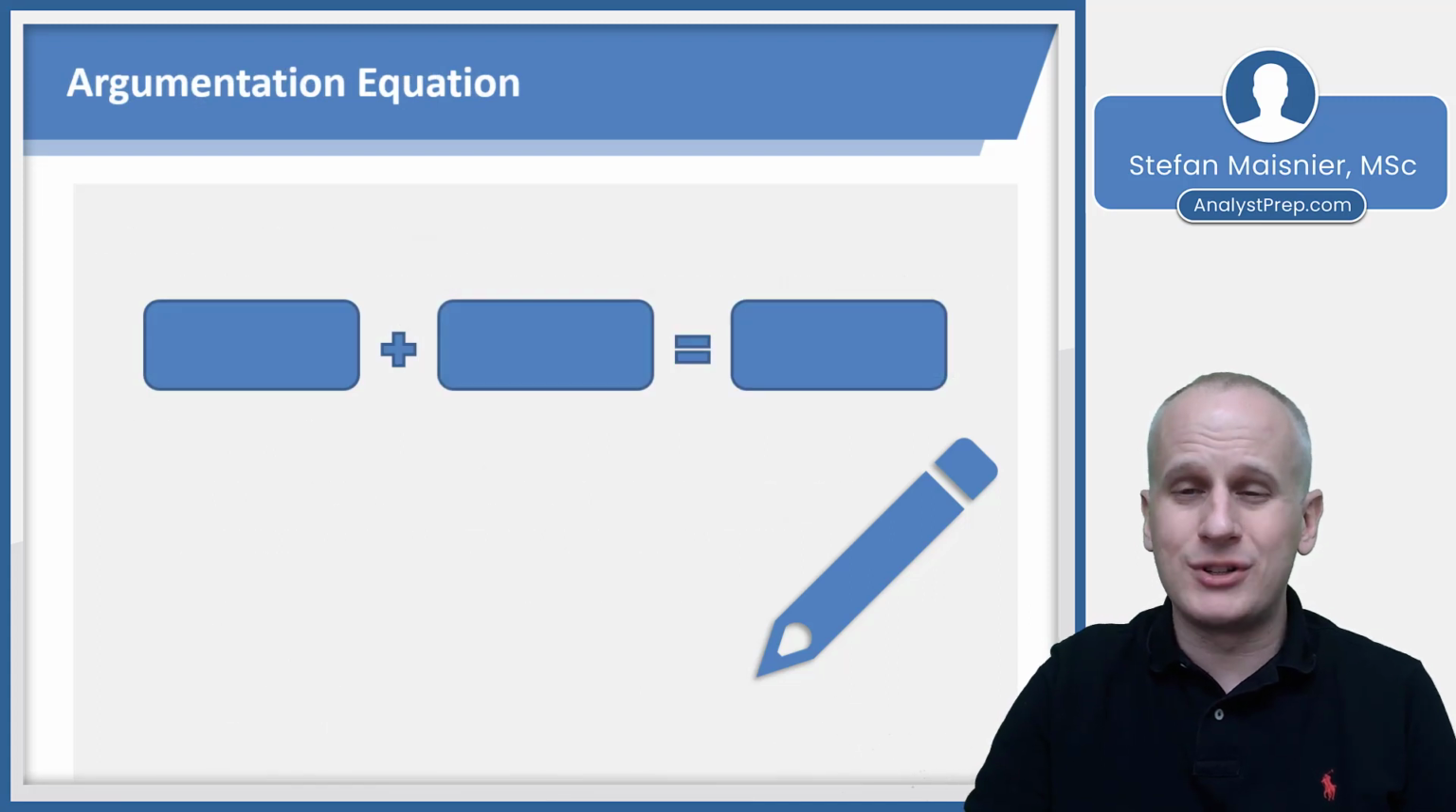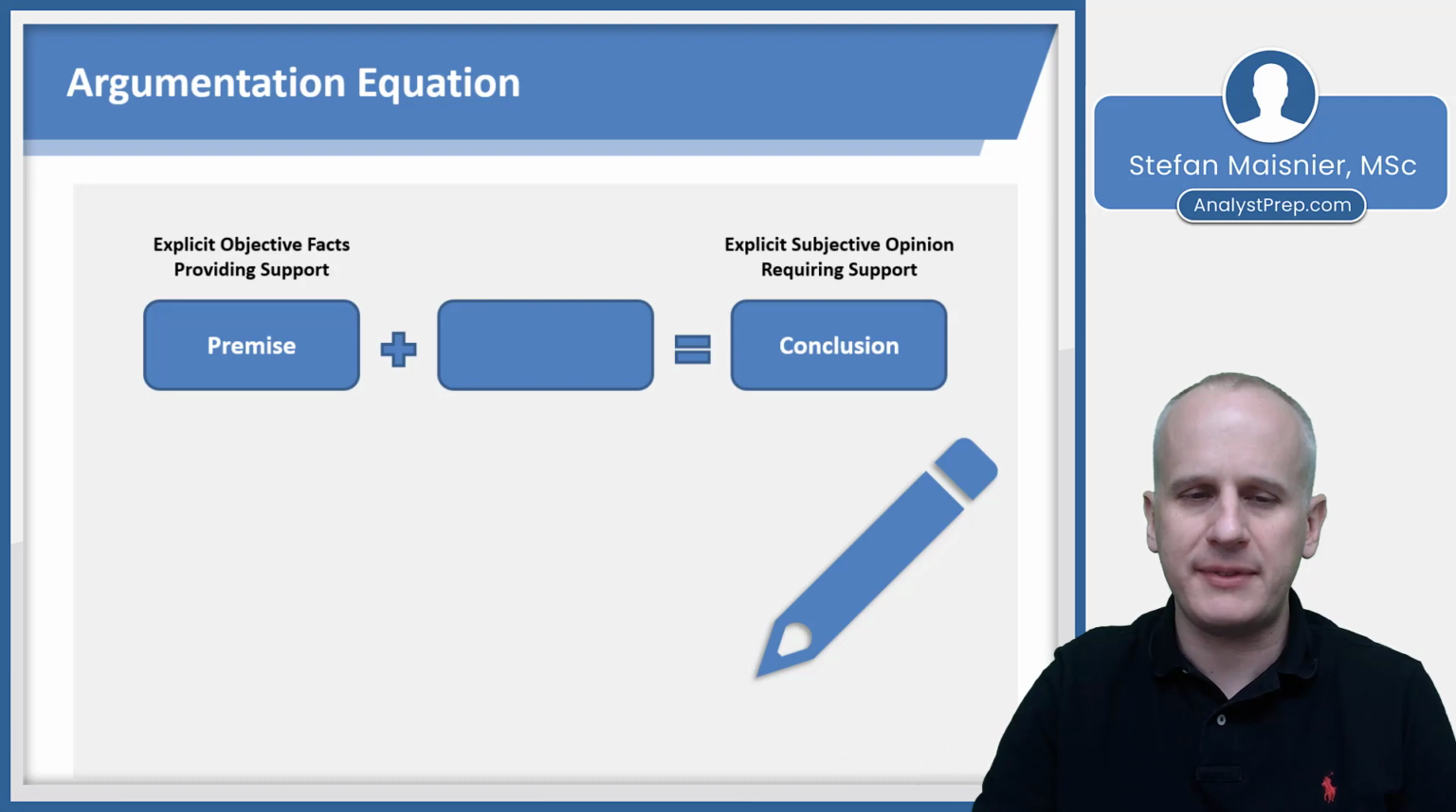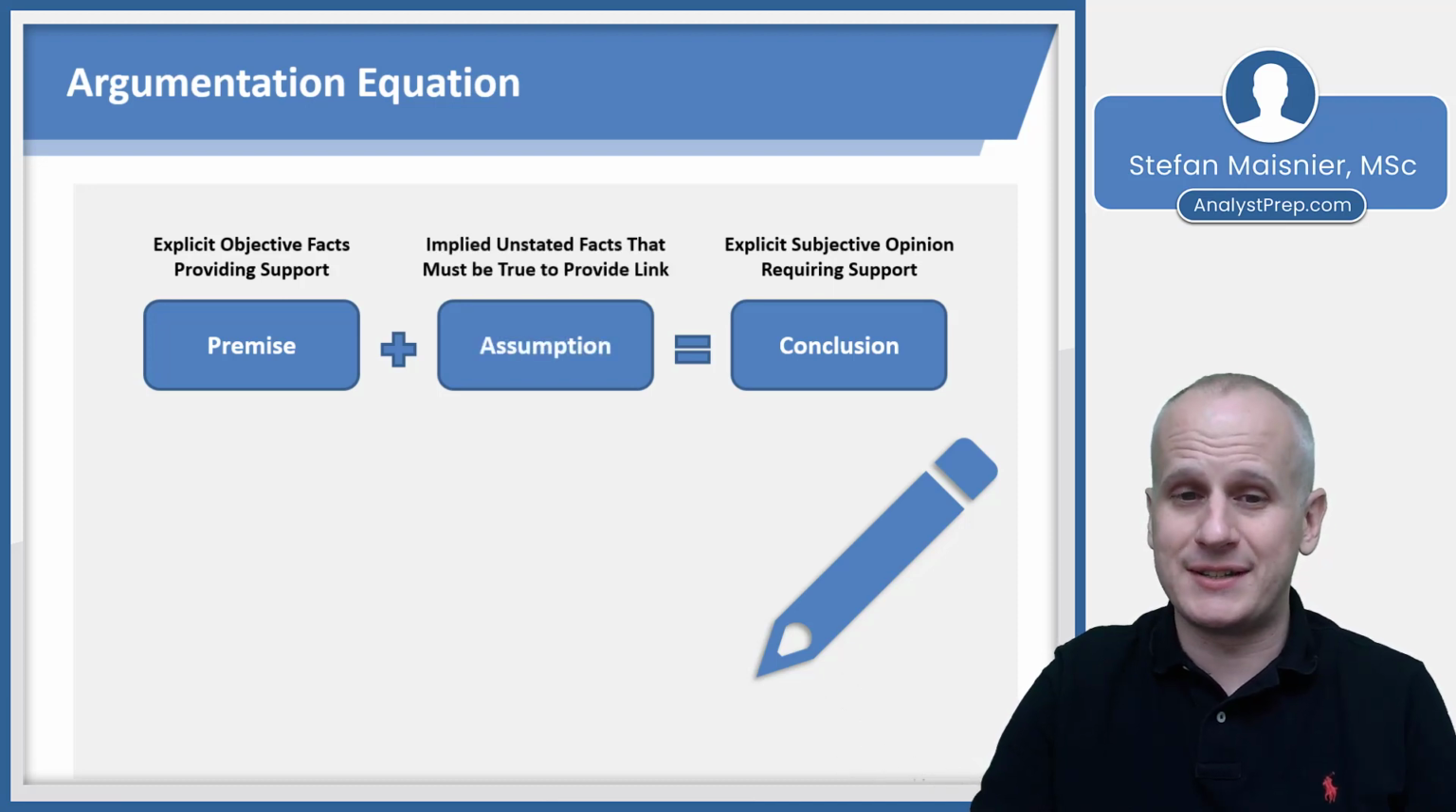So, of course, the assumption is key to our argumentation equation. And we know the argumentation equation always leads up to a conclusion. That's your explicitly stated subjective opinion requiring some sort of support. That support, of course, comes from the premise. And those are going to be your objective, explicit facts that are intended to provide support for that conclusion. And the assumption is what ties it all together. It's the implicit, unstated facts that must be true to provide the link. And an assumption task asks you to find an answer choice that matches what those unstated facts are, or at least gives one of them.